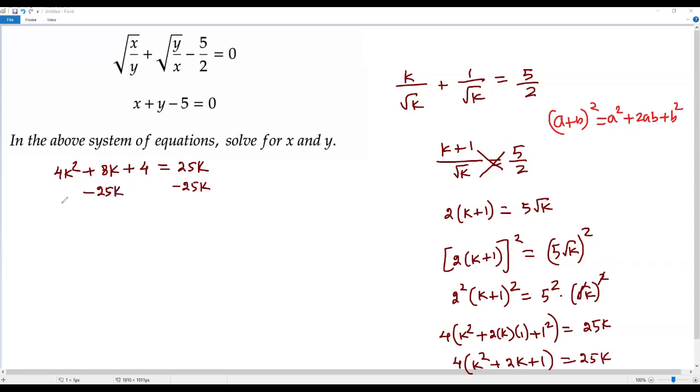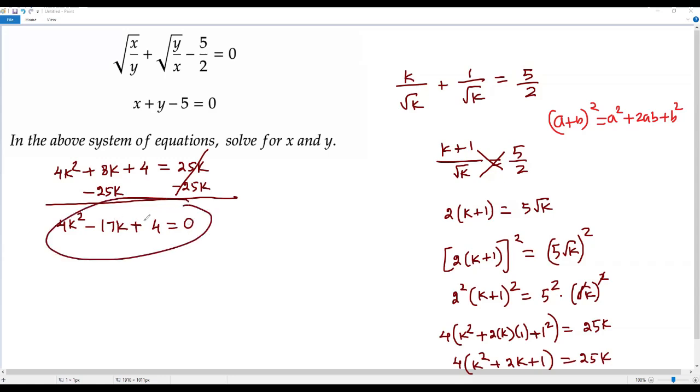Let me do it. So when I do so, this positive and negative value will cancel. I'm getting 4k square. When I combine these two terms, I'm getting negative 17k, positive 4. On the right side, we get 0. Now I think we can try to solve this quadratic equation by factoring.